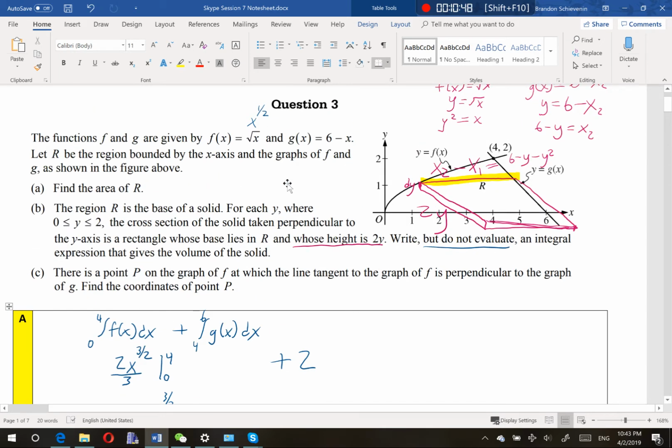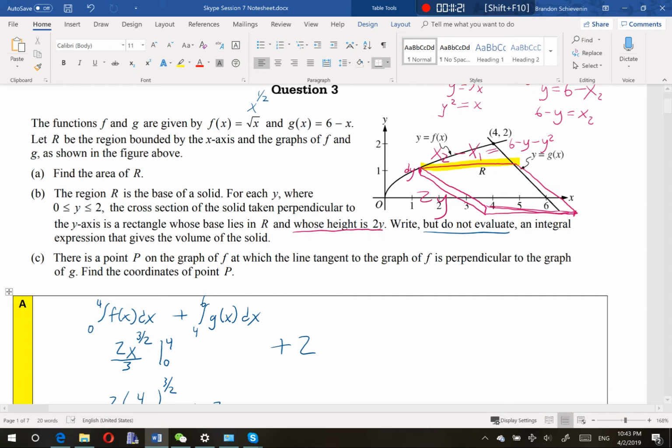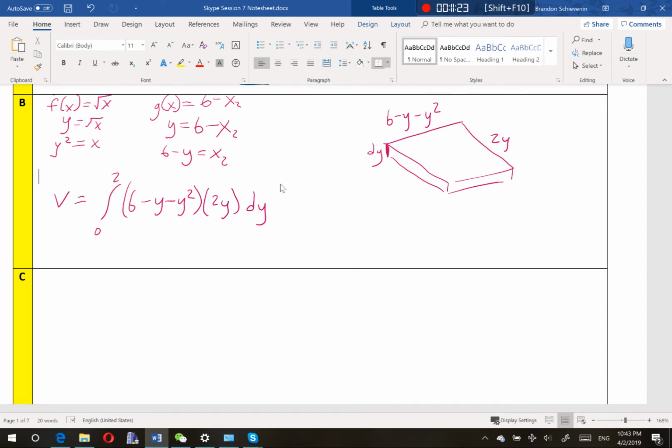Okay, and we're also told there is a point P on the graph of f, at which the line tangent to f is perpendicular to the graph of G. They want us to find the point P. What's the first thing I need to know if I want to find the point on f that would be perpendicular to G? Find the derivative. Derivative of which one first? For f of x. Okay. So I'll do derivative of f first.